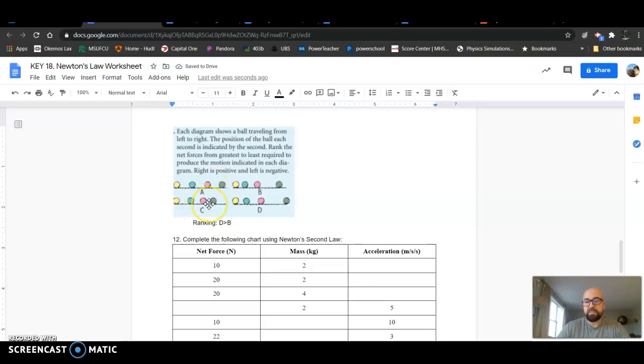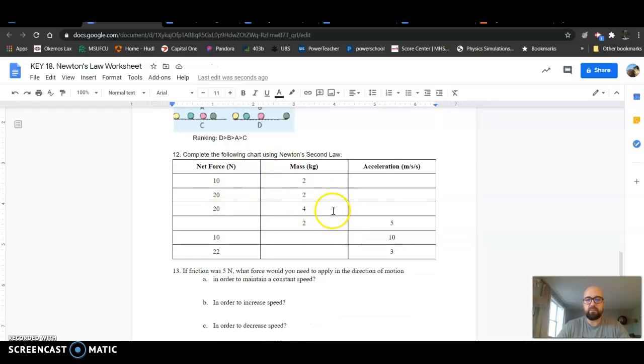C is slowing down, so it has a negative acceleration, so a negative net force. And A has a constant velocity, so a net force of 0. So we would rank 0 ahead of a negative. So then that puts my ranking looking like this.